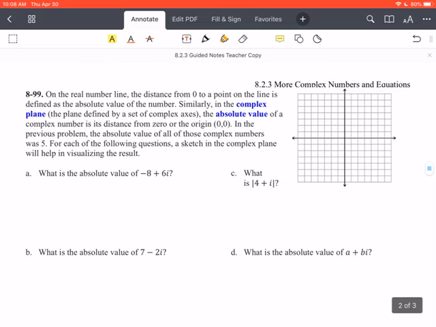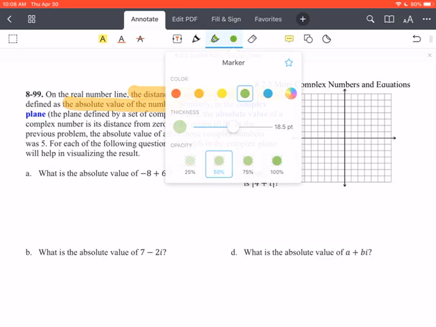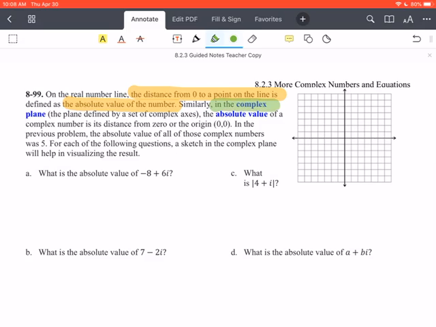So on 99, it says, on the real number line, so we're just talking about real numbers for a second, the distance from 0 to a point on the line is defined as the absolute value of the number. We worked a lot with that in Algebra 1. So now in Algebra 2, we're going to look at the complex plane, which is what we just worked on the first page of our notes. The absolute value of a complex number is not the distance from 0 on the real component only; it's the distance from 0 on the real and imaginary components of a complex number.